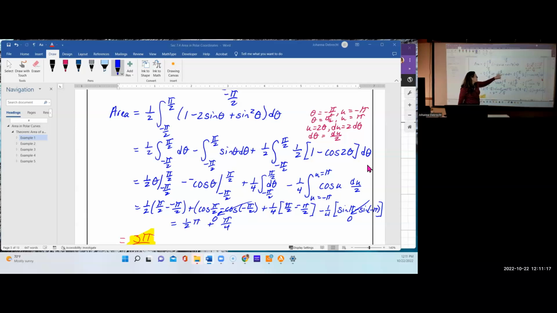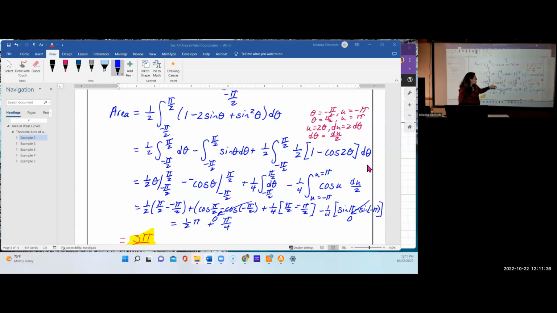And then I integrate each one individually. 1/2 the integral of d theta is 1/2 theta between negative pi over 2 and pi over 2. So I subtract these, that actually doubles them. So I get 1/2 pi. The integral of sine theta is negative cosine, so I get a double negative.